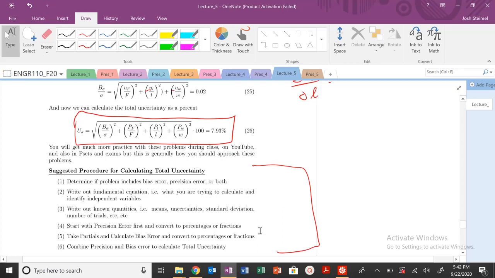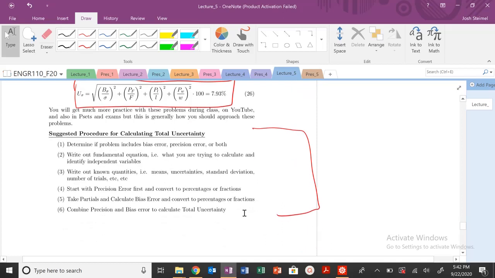So that's it. Again, precision error first, and we have actually a little protocol here. This would be my suggested protocol, or suggested algorithm or framework, for calculating total uncertainty. Do we have bias error, precision error, or both? Figure that out and identify key variables. So what is n? What is the uncertainty? What is my standard deviation for each variable?